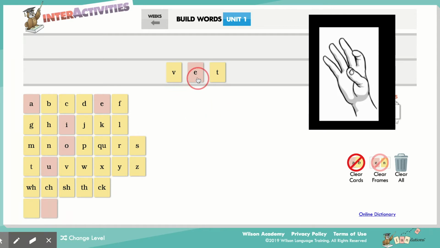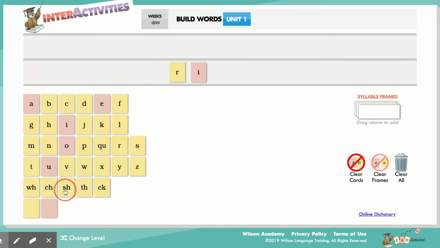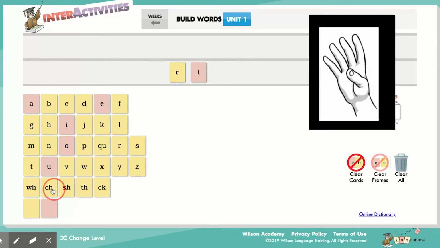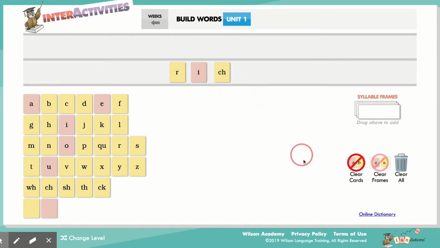V, e, t, vet. Word of the day. R, i, ch, rich.